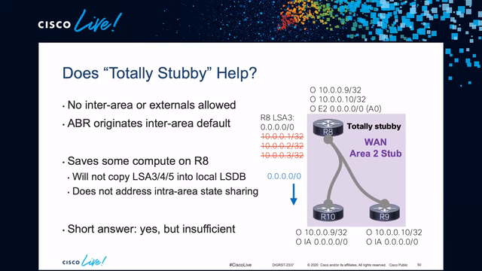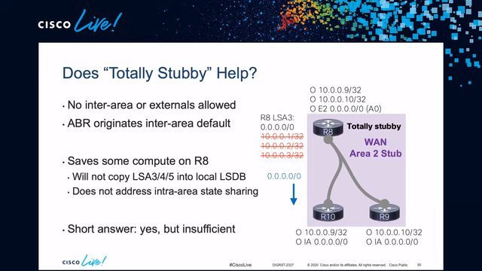So if there are other areas in the network, like from area 0 or other remote non-zero areas, or any external routes floating around, R8 is not going to originate them into area 2. That's good. Even better, R8 isn't even going to copy them into its local link state database for area 2, so you'll save a little bit of compute on R8 as well.